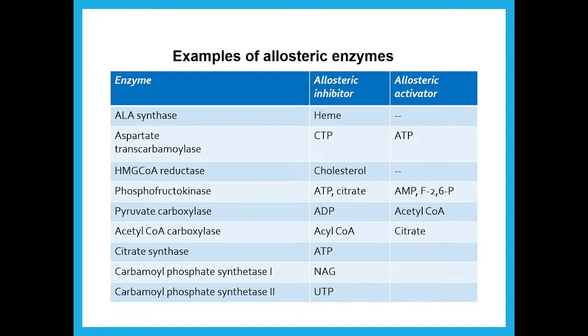Next is phosphofructokinase: the inhibitors are ATP and citrate, and the activators are AMP and fructose 2,6 bisphosphate or fructose 6 phosphate. Pyruvate carboxylase: the allosteric activator is acetyl coenzyme A. Acetyl coenzyme A carboxylase: acetyl coenzyme A and citrate are the activators. Other enzymes: citrate synthase is inhibited by ATP. Carbamoyl phosphate synthetase 1 is activated by N-acetyl glutamate or NAG, very important. And last is carbamoyl phosphate synthetase 2, inhibited by UTP or uridine triphosphate.